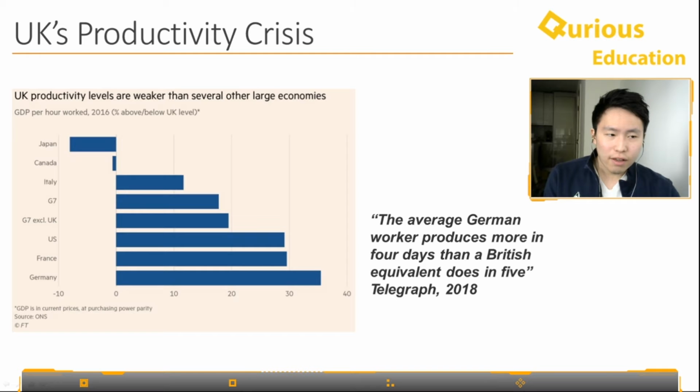So if British workers can only produce the same amount of goods as a German worker in 5 days compared to 4, which is what we're talking about here, it means that we aren't achieving our potential, and our economy won't be growing as fast because we aren't as productive. So it is important to be aware of this current situation that the UK is facing.